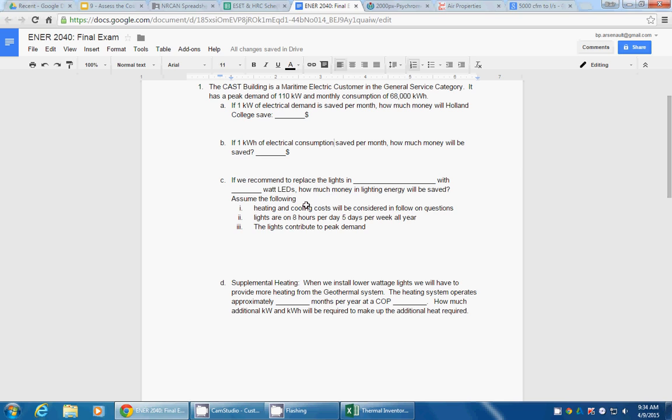Okay, here's where I said people are going to get different numbers and different light bulbs. So if we recommend to replace the lights in blank, this is where everybody's going to have a different value here, with blank watt LEDs, how much money in lighting energy will be saved? So assume the following. Heating and cooling costs will be considered in follow-on questions. Lights are on 8 hours per day, 5 days per week, all year. And the lights contribute to peak demand.